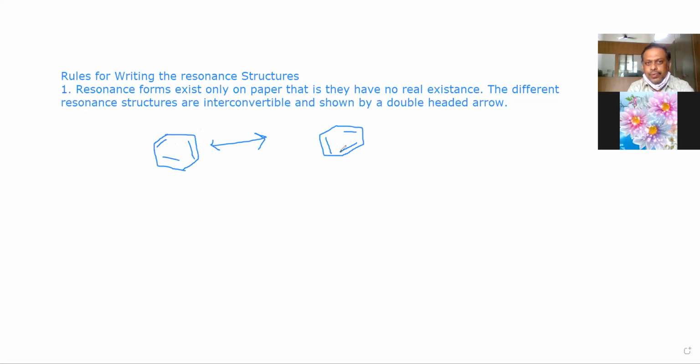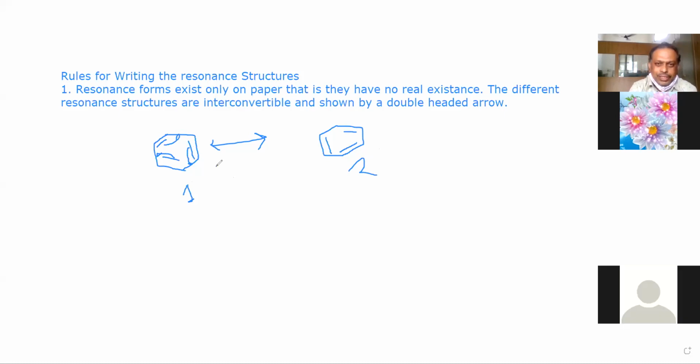Resonance forms exist only on paper, that is, they have no real existence, and the different resonance structures are interconvertible. म्हणजे structure 1 is converted into structure 2. This is the structure 1 of benzene. When the double bonds are delocalized, we get structure number 2. हे पहा आपल्याला इथं काय भेटलेलं आहे? Structure number 2, and the resonance is shown by a double-headed arrow. इथं आपण हे दाखवलंय पहा. This is the symbol for resonance.